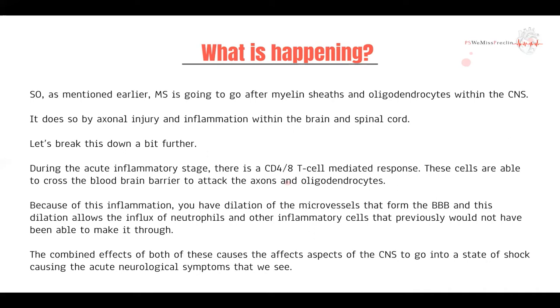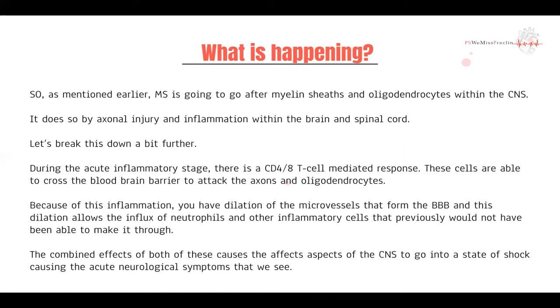They do cross the barrier and they cause inflammation because they start attacking the axons, the myelin in the axons, and the oligodendrocytes. Now, once you have this inflammation, you know that inflammation leads to dilation of microvessels, right? And once you dilate these microvessels that form the blood-brain barrier, you increase the gaps between those cells. And by increasing the gaps, you are allowing many other inflammatory cells and mediators to slip through. So now you have your neutrophils, your macrophages, a whole bunch of cytokines that are just flooding in. And it's unique because these cells otherwise would not have been able to make it through.